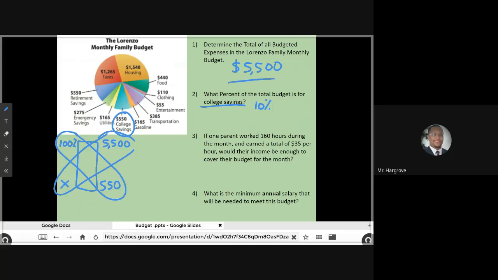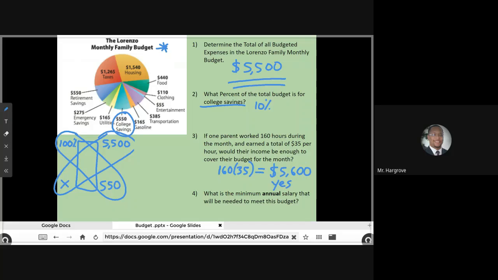And we got to remember, this is the budget for the month. The Lorenzo family needs to make at least $5,500 in order to afford everything over here. You got to make at least $5,500. So if they work 160 hours and earn $35 an hour, let's see how much money they will make. I'm going to do that by doing 160 times 35. And when you multiply those two numbers together, you get $5,600.